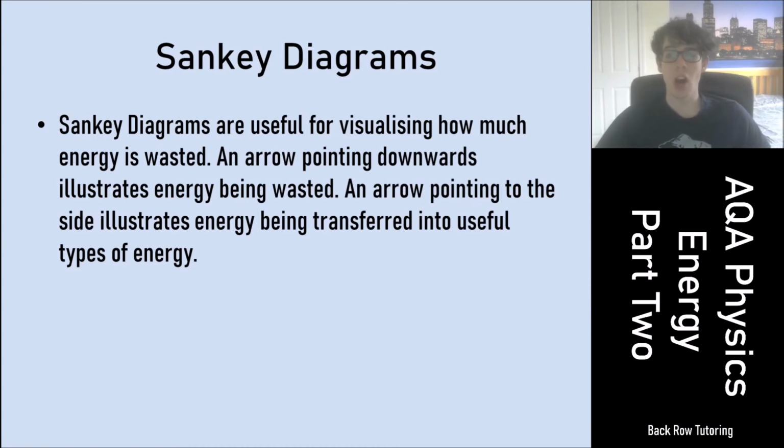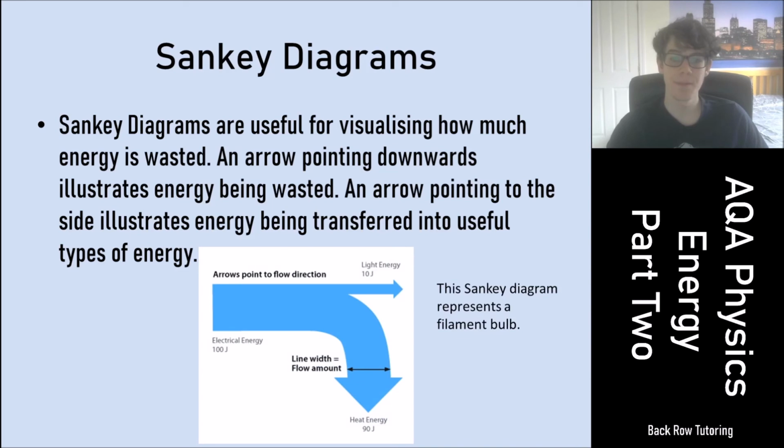Sankey diagrams are useful for visualizing how much energy is wasted. An arrow pointing downwards illustrates energy being wasted. An arrow pointing to the side illustrates energy being transferred into useful types of energy. This is a picture of a Sankey diagram. So this example is for a filament bulb.